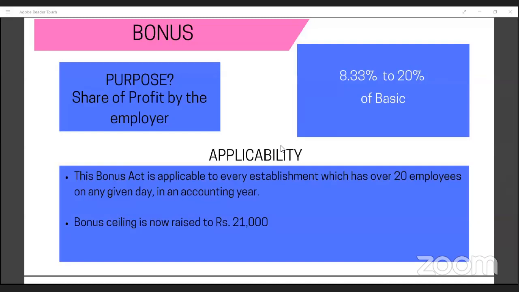Between April and March, you have to give bonus at any point of time, and in a single shot only, not monthly, but a single shot. Right. So this is a very important concept. So this is what bonus is.